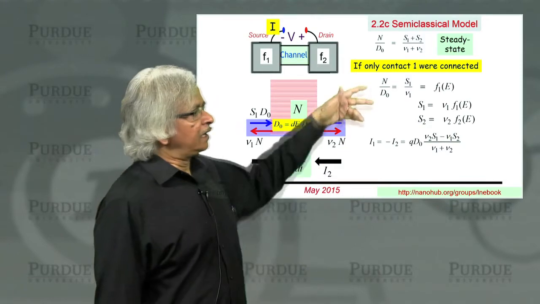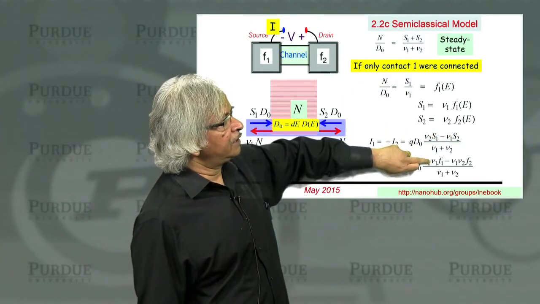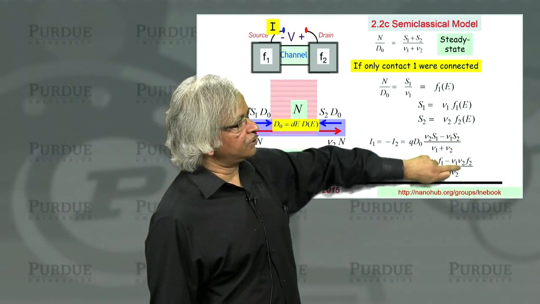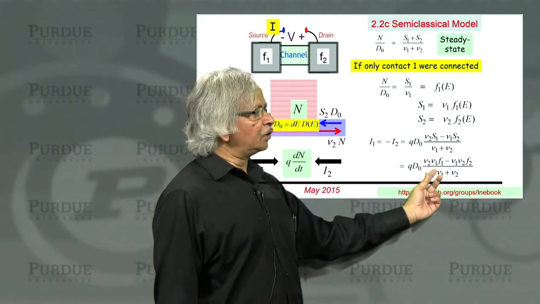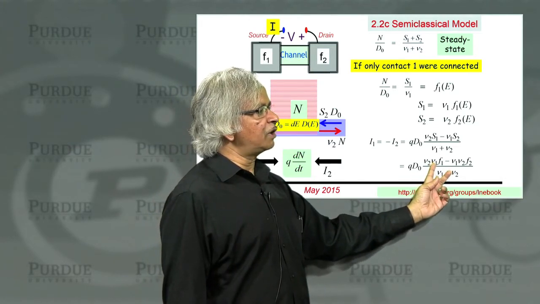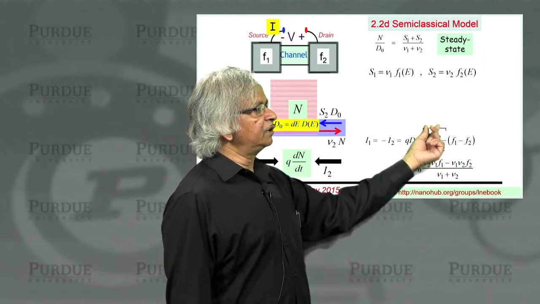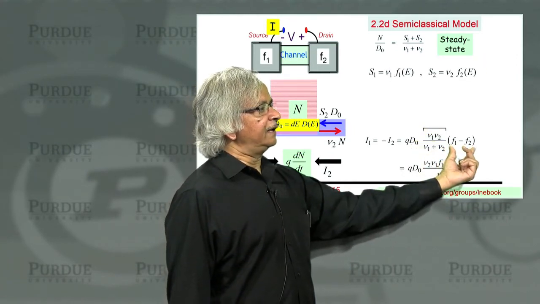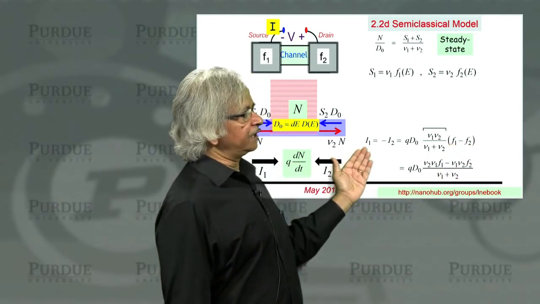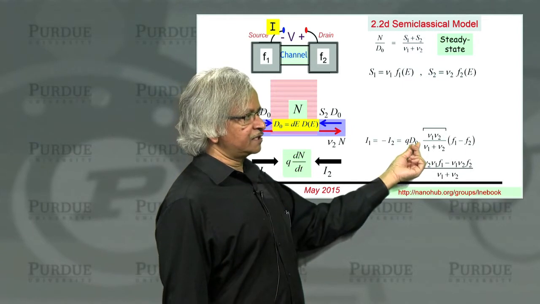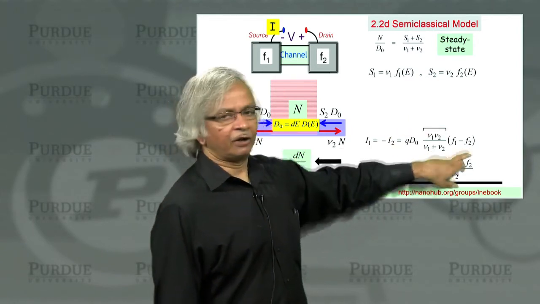Now, if we substitute those in here, so instead of S1, I put in nu1 F1, and instead of S2, I put in nu2 F2, then I get this expression for the current. Note that nu1, nu2 appears on both terms. So what we can do next is pull the nu1, nu2 out, and then have F1 minus F2. So finally, what we are getting is the current is proportional to the density of states times nu1, nu2 over nu1 plus nu2 times F1 minus F2.